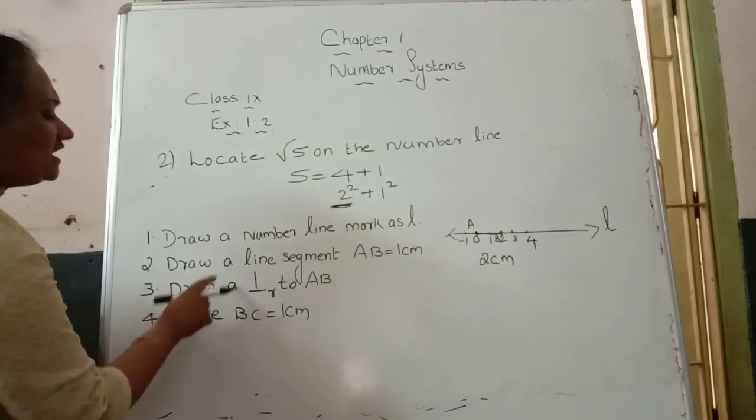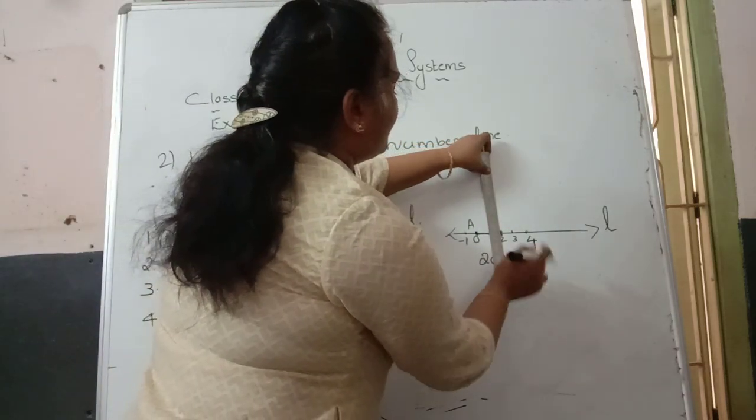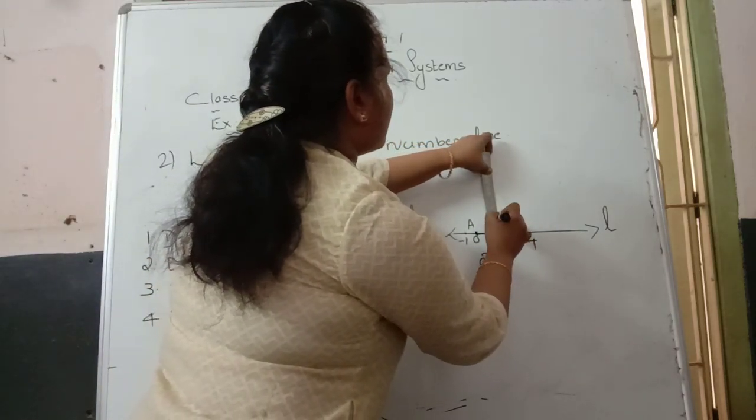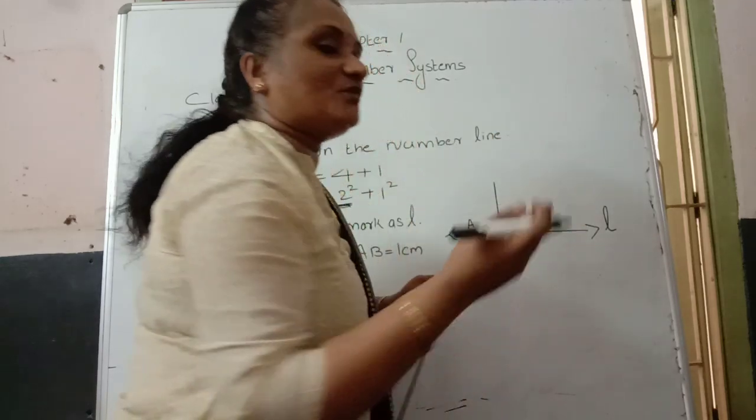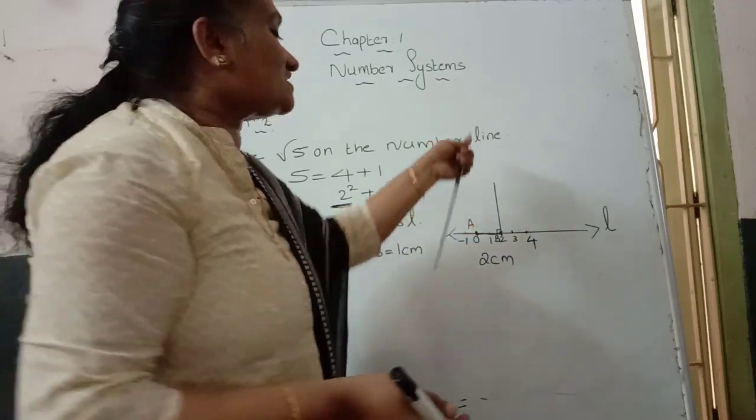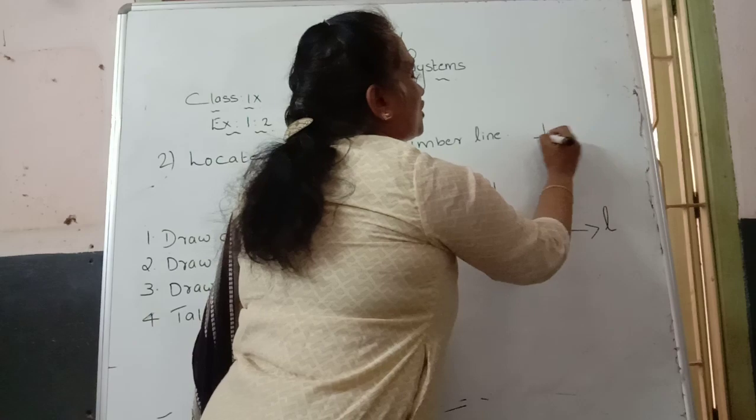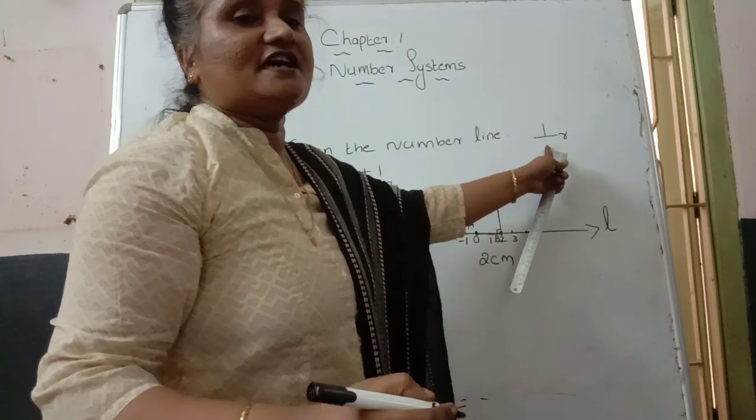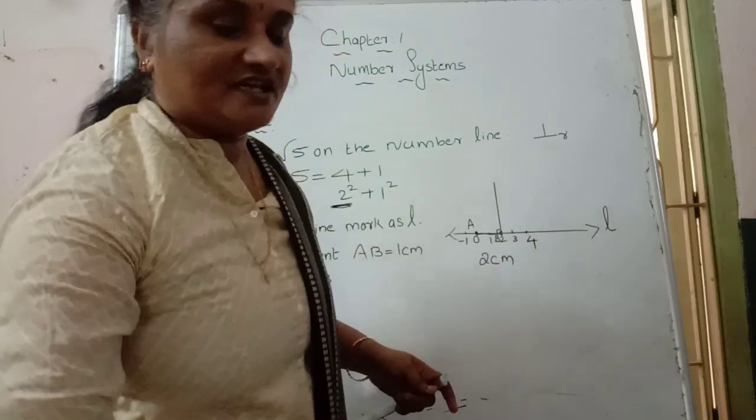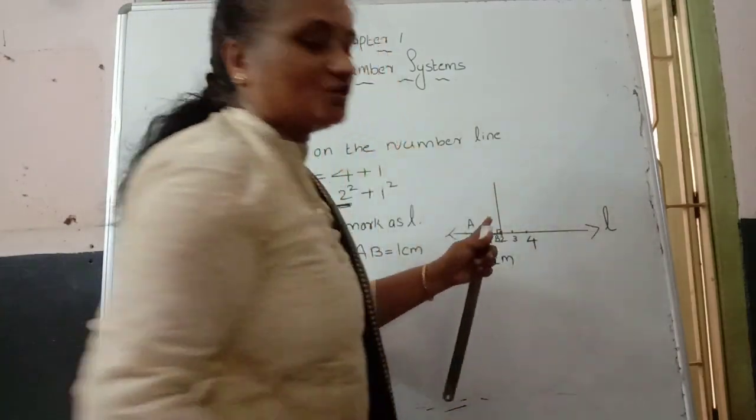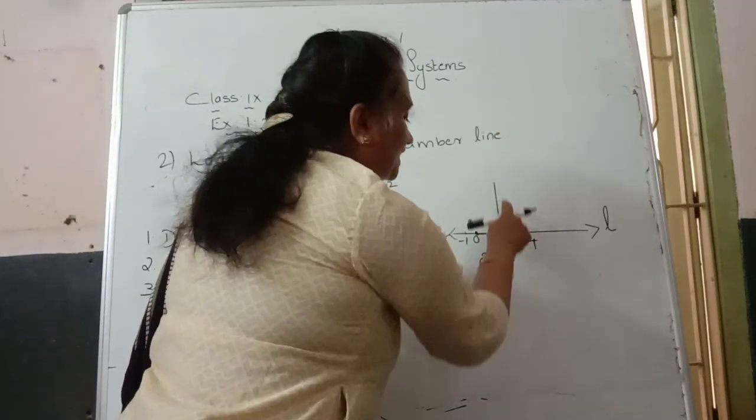The third step: draw a perpendicular to AB. From B, draw a perpendicular. Perpendicular means it makes how many degrees? 90. Using a protractor make a 90 degree angle, or use a scale, and draw a perpendicular line. Remember the symbol of perpendicularity is like this, the reverse of the letter T. So draw a perpendicular to the line segment AB.